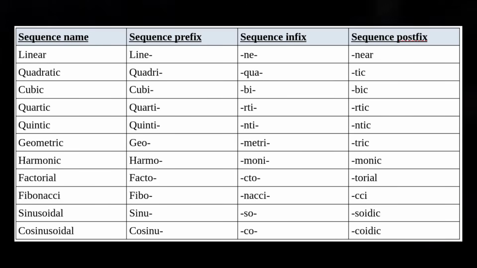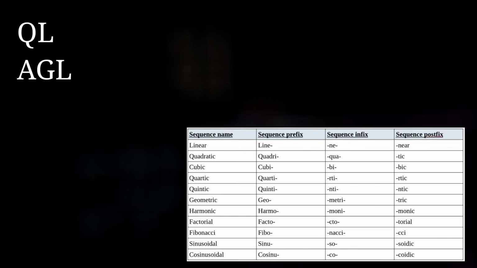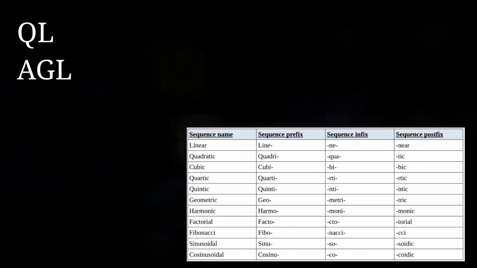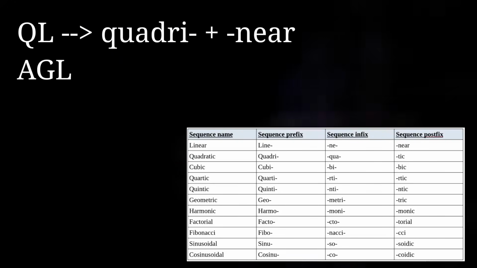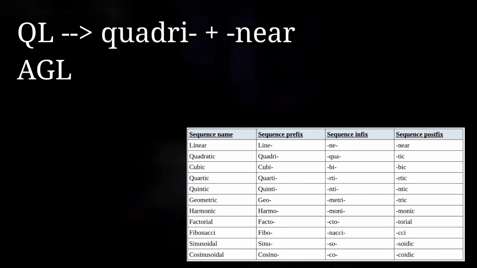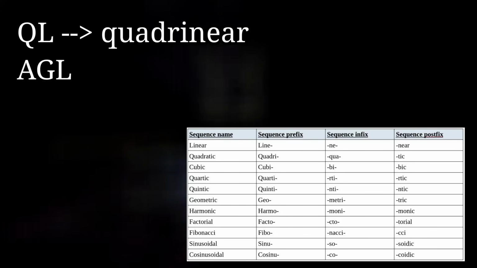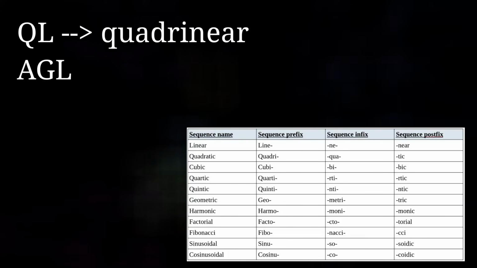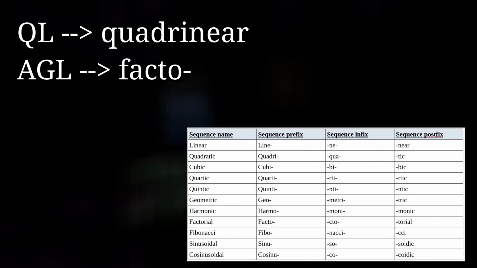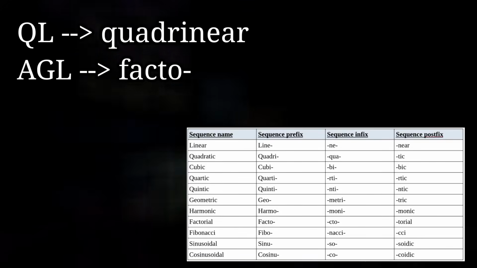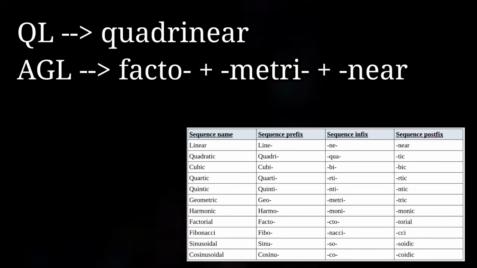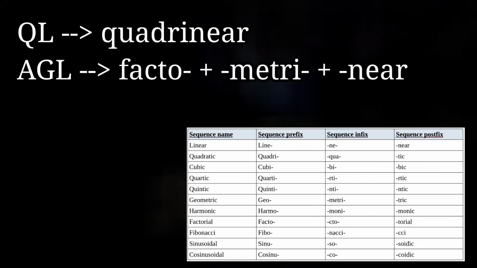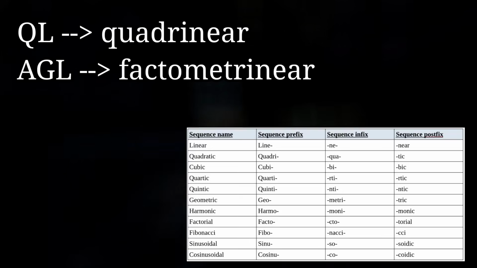Let's try applying this to the sequences we were looking at earlier, QL and AGL. Going through QL, we replace the Q with the prefix quadri, and the L with the postfix near. So, linear sequences nested inside a quadratic sequence can be called quadrinear sequences. Alright, let's try AGL. First, the A is replaced by the prefix facto, then the G is replaced by the infix metri, and finally, the L is replaced by the postfix near. So, a linear sequence inside a geometric sequence inside a factorial sequence can be called factometrilinear.